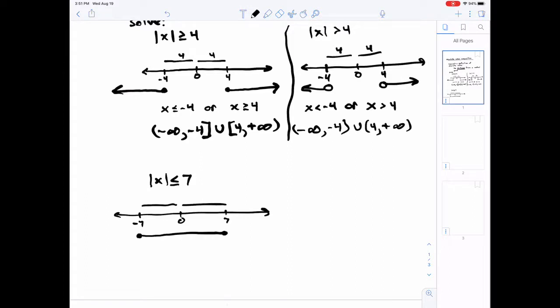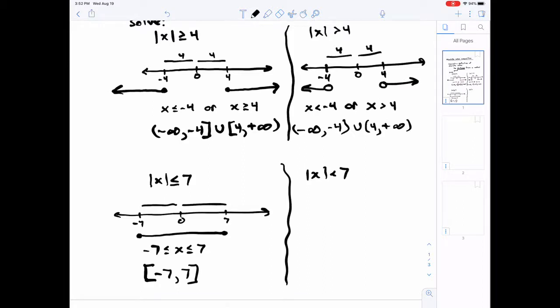And then how would you write that? Again, this is one graph, so I write one statement, x is between -7 and 7. Or as an interval, it'd be -7 to 7 with a bracket. What would happen if I had absolute value of x is just less than 7? Again, it would just be pretty much the same thing. You just wouldn't include the -7 or the 7.